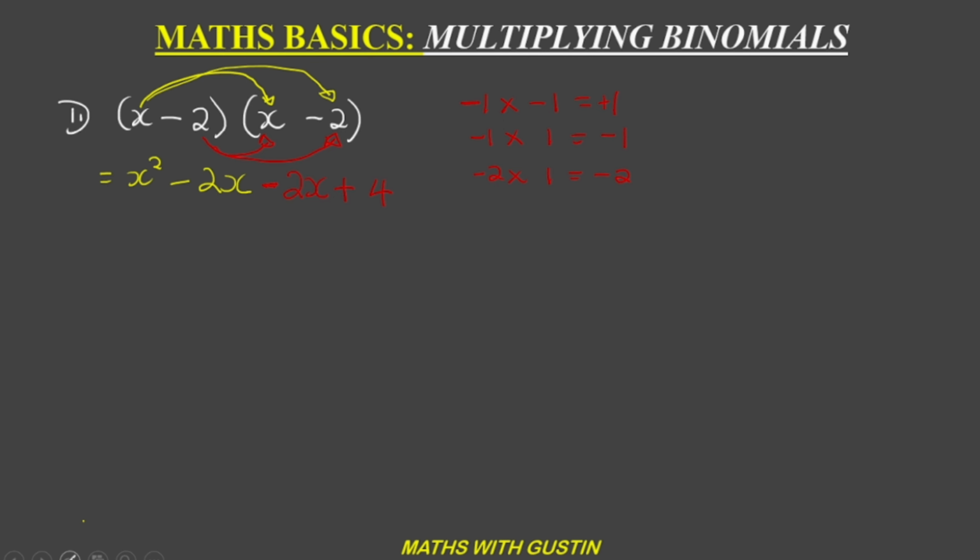Great stuff. So now let's continue with our example here. What do we have? We need to collect things that are alike. We've got x squared, then we've got minus 2x, also minus 2x there, and that gives us minus 4x. Therefore the 4 will just be 4 on its own. So that's how you would deal with a question like this one.